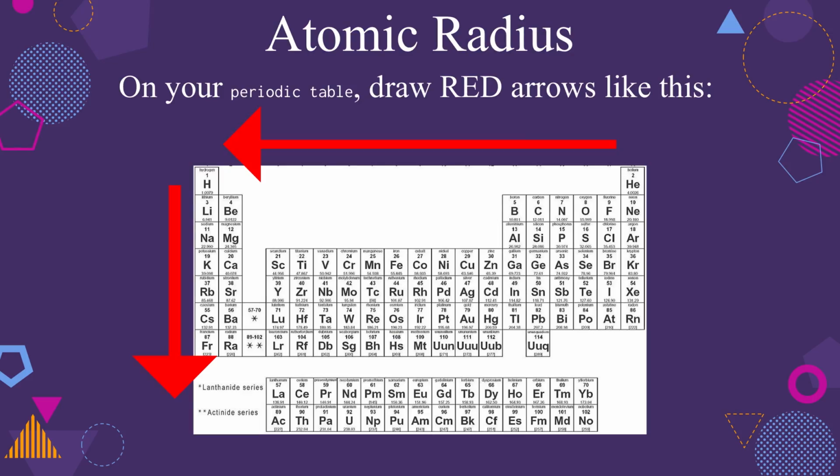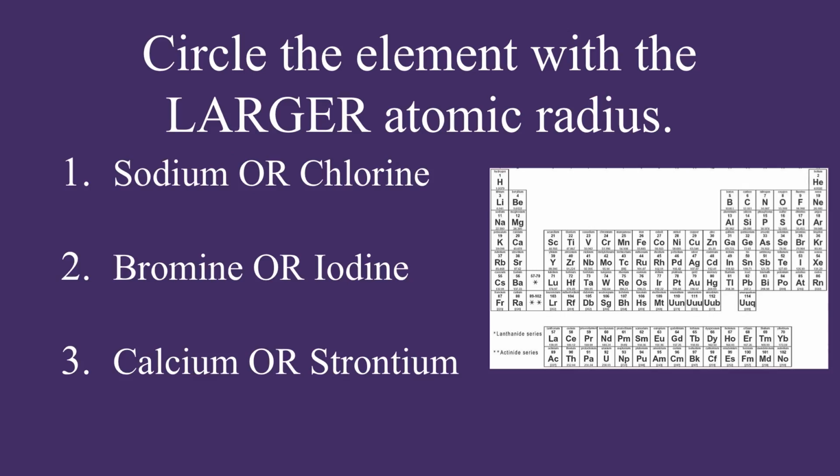On your own periodic table, draw red arrows like this, going down and increasing right to left. Now you try. Circle the element with the larger atomic radius: sodium or chlorine, bromine or iodine, calcium or strontium.